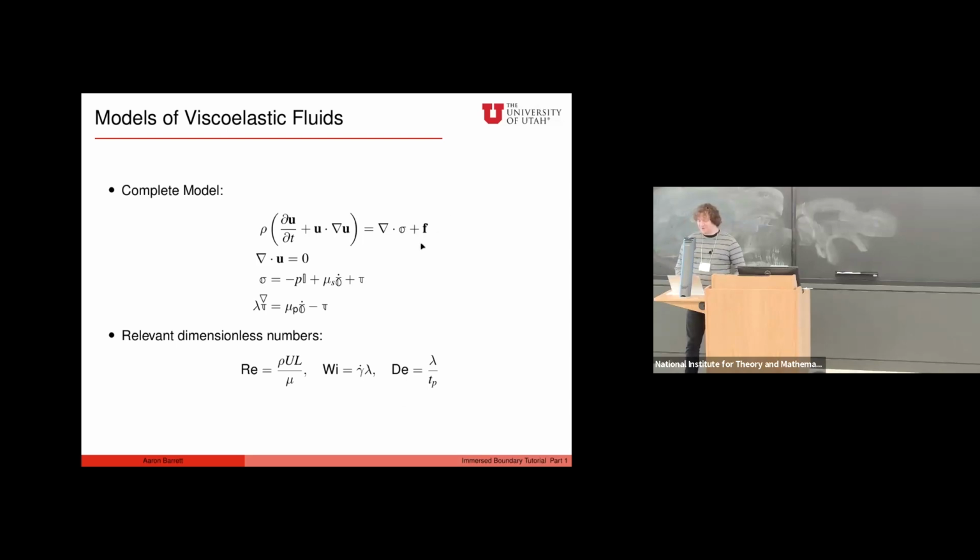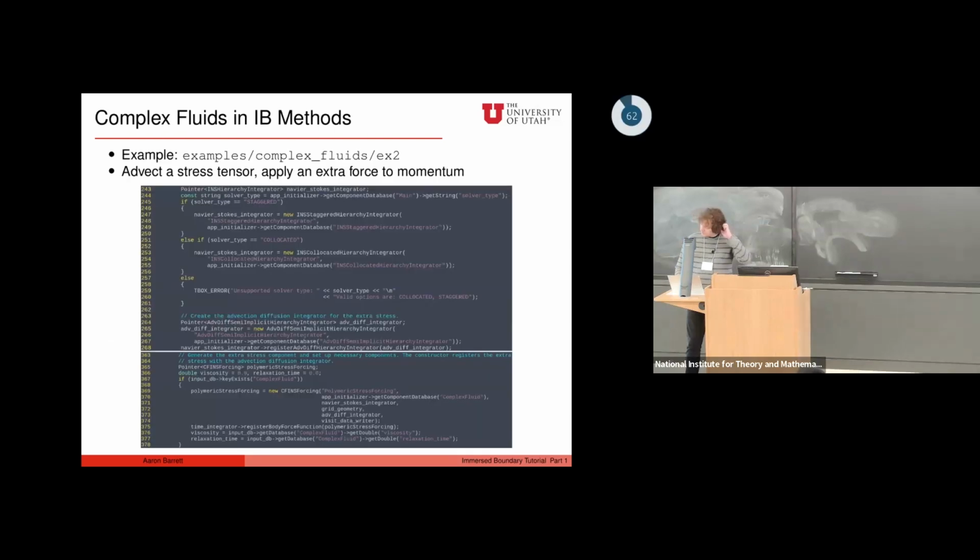So this is our complete model, except now, instead of just our viscous component, we have an extra stress tensor that we have to advect around. So we have an extra component that we need to advect and diffuse, or really just advect, and that shows up in our momentum equation.